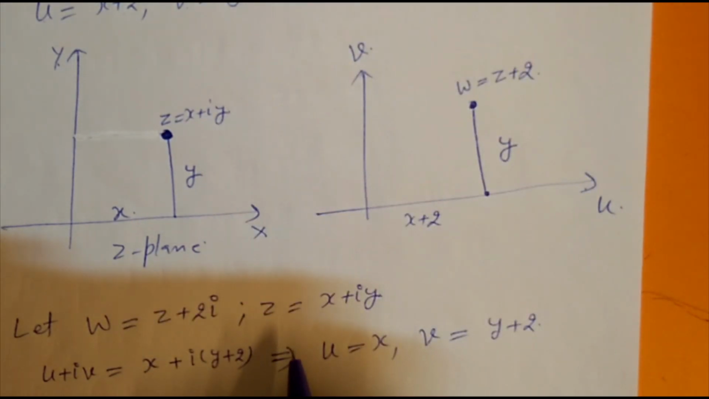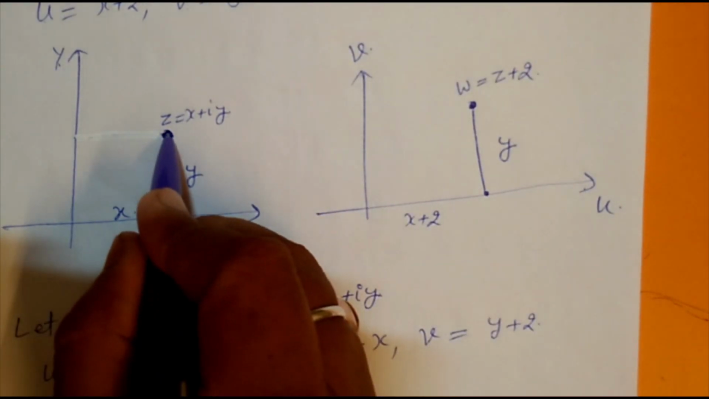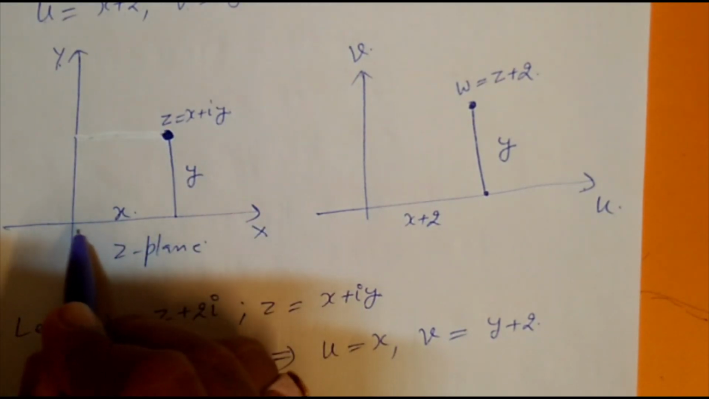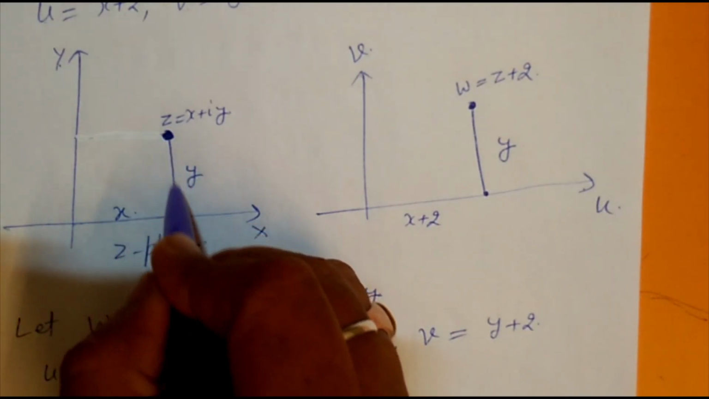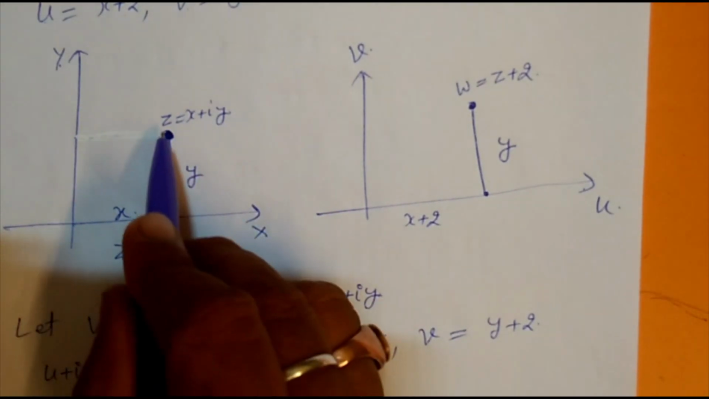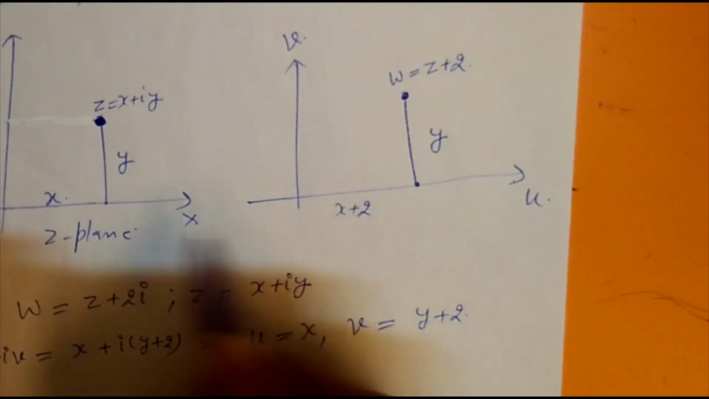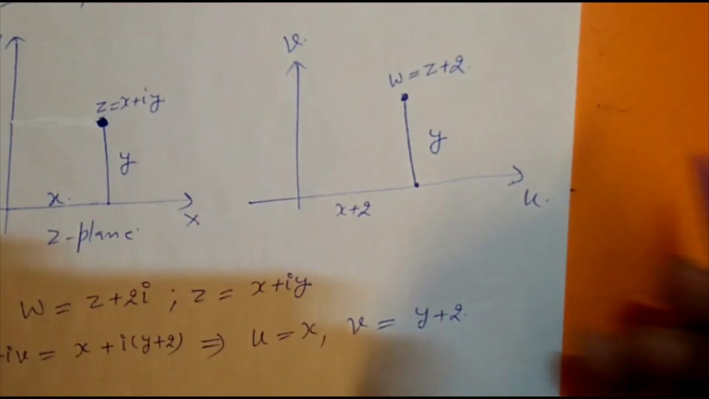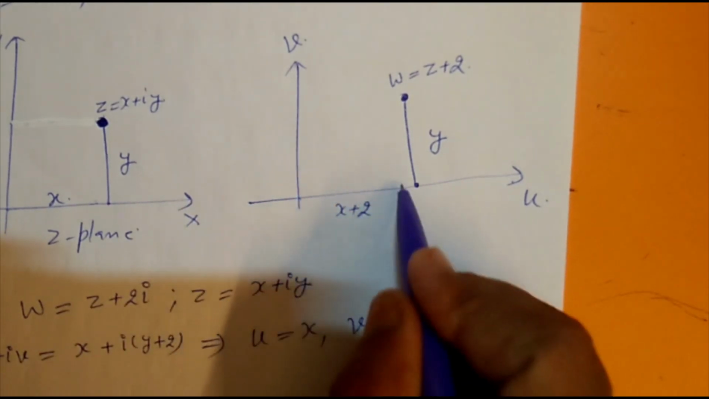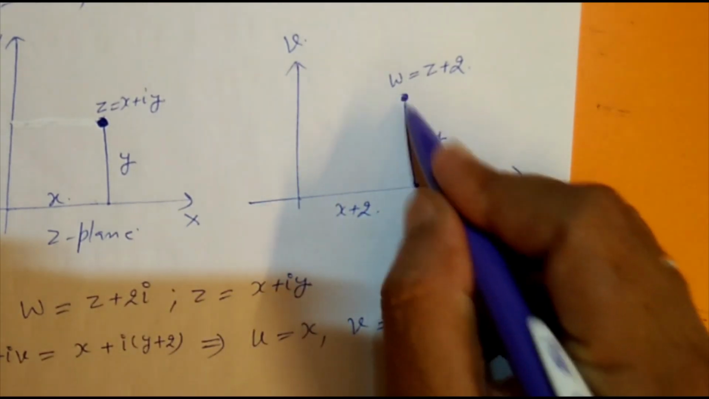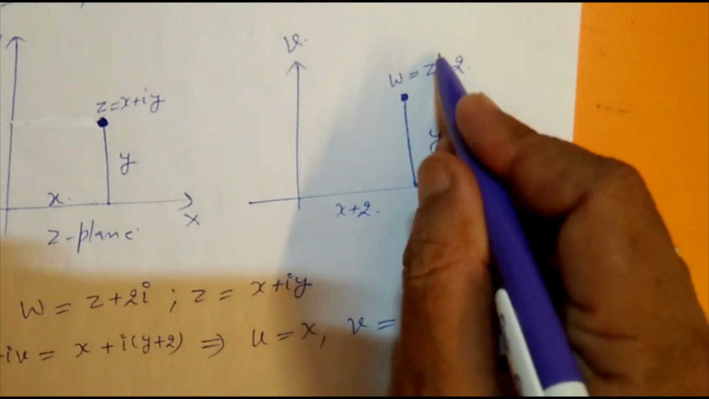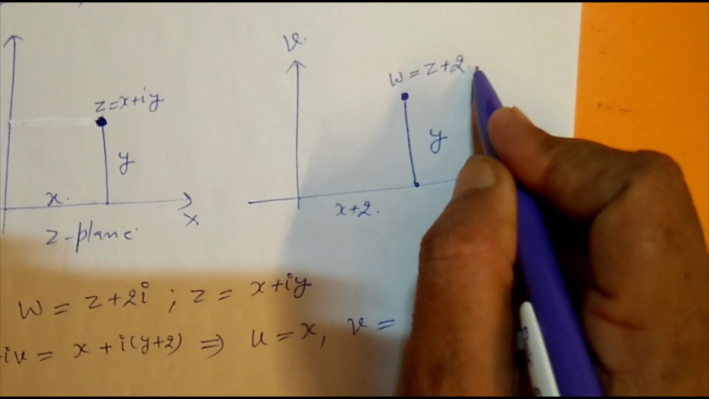So in that case, if we plot the graph related to the given mapping for the complex number z is equal to x plus iota y, locate it here in the z plane, this distance is x, this distance is y, so this is a point in the z plane. Now in the w plane, this distance transforms to x plus 2, and this distance is the same, y. So this point is z plus 2, that is w is equal to z plus 2.